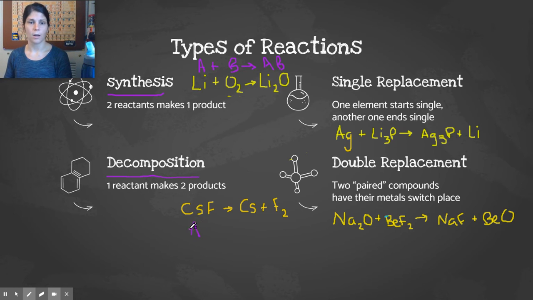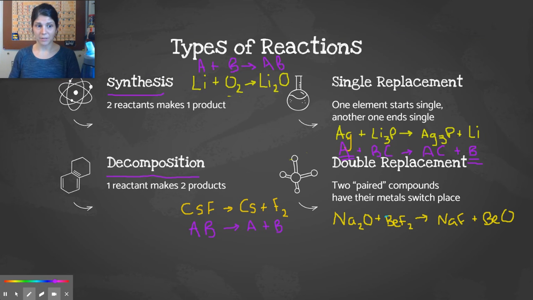So compound AB or compound whatever splits up into the elements that make it up, A and B, which in this case are cesium and fluorine. Again, you don't have to know what forms, but just if you start with one reactant and it makes two products, then it's a decomposition reaction. In a single replacement reaction, you'll start with one thing that's alone, which I called element A. It reacts with an ionic compound, BC. And what happens is that now a different element ends single. So something is going to switch and you'll have a different element ending single. One element starts single, one element ends single.